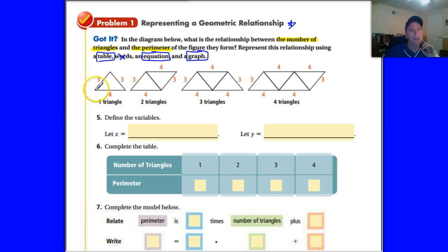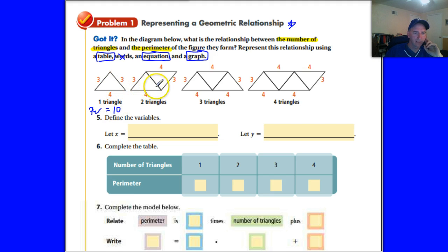Let's pretend that here's a triangle. It's 4 here, 3, and 3. That's one triangle, and the perimeter is equal to, if we added up the perimeter here, that would add up to be 10.